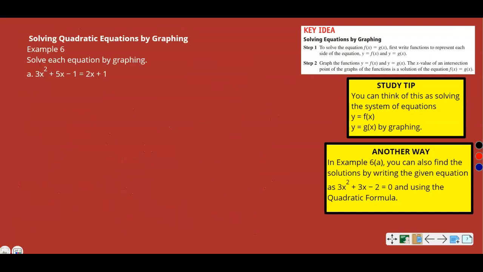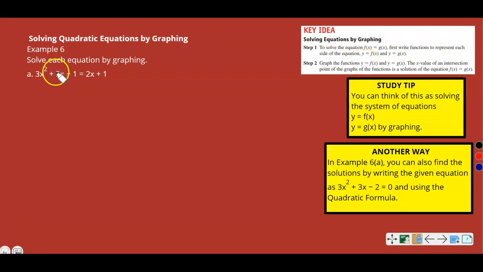All right, example 6 says solving a quadratic equation by graphing. Solve each equation by graphing. So we have 3x squared plus 5x minus 1 equals 2x plus 1. So this is one of our major standards where it says to solve an equation f of x equals g of x, first write the functions to represent each side of the function.